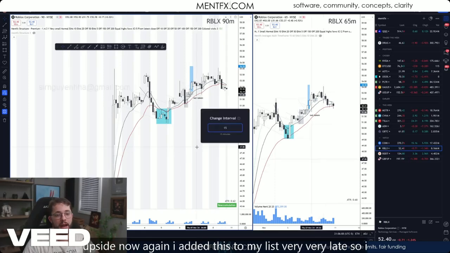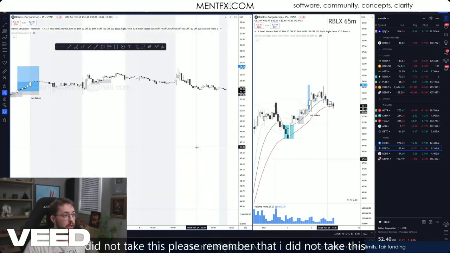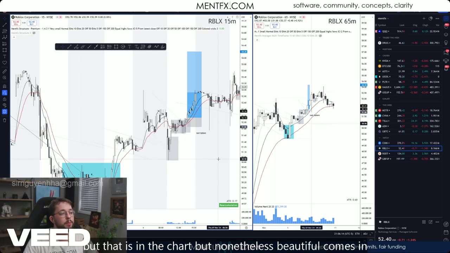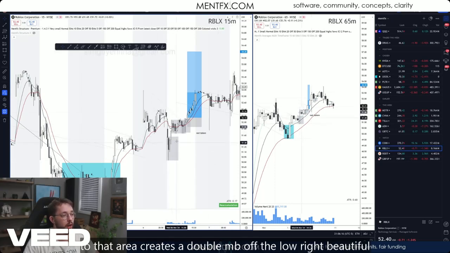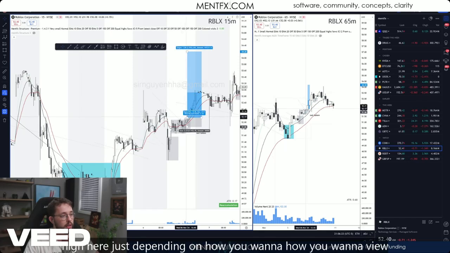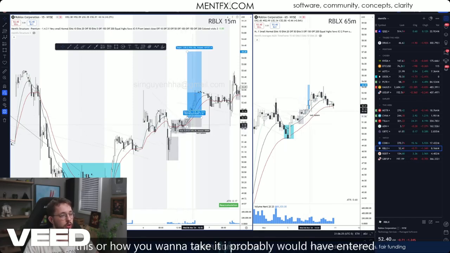Now, again, I added this to my list very, very late, so I did not take this. Please remember that. I did not take this, but nonetheless, beautiful. Comes in to that area, creates that double MB off the low, right? Beautiful buy stop either here or through this high or through this high here, just depending on how you wanna view this or how you wanna take it.